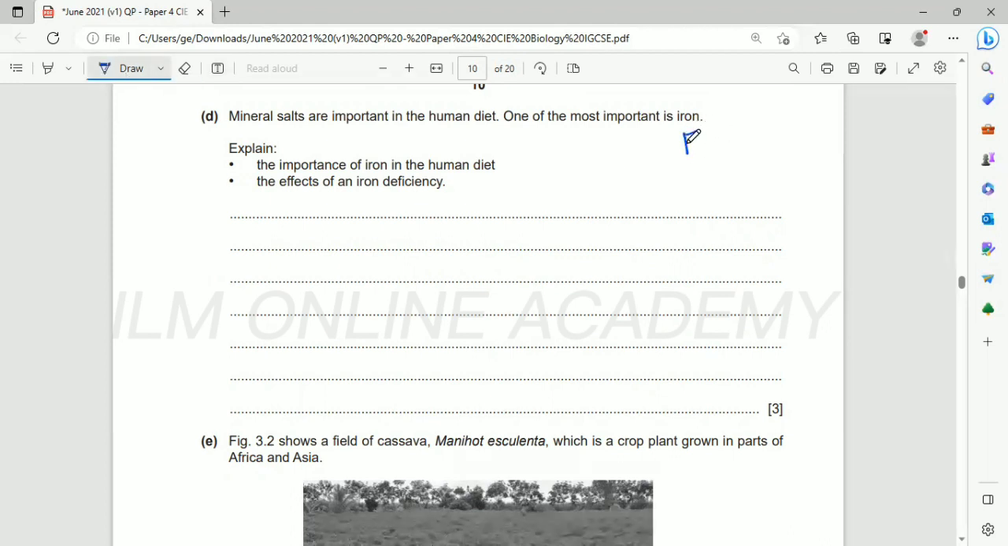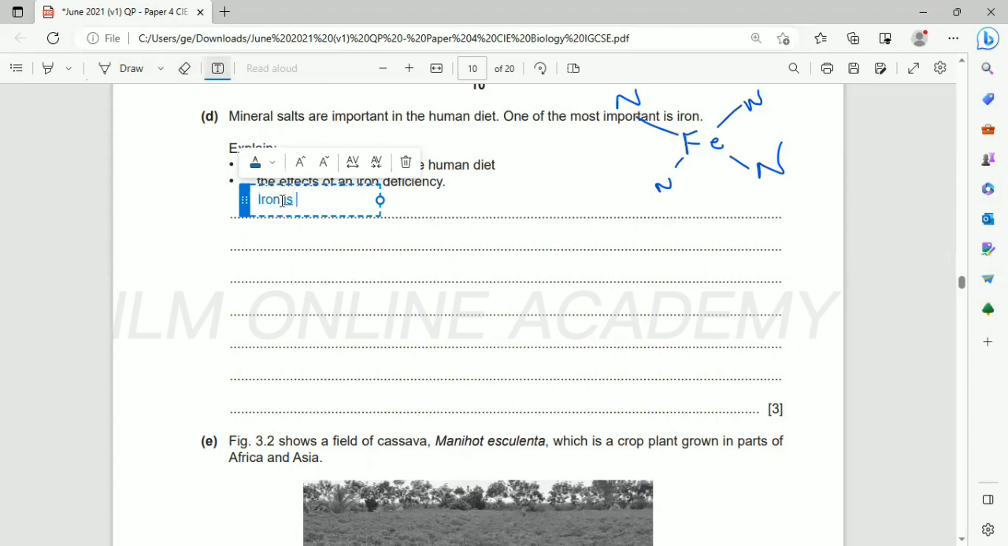Now, if we talk about the heme group, its central atom is iron. Then the nitrogens are attached to it, and other structures are attached too, but the central atom is iron. So for that reason, when we talk about the importance of iron in the human diet, it's really necessary for the formation of the red blood cells of your blood. It is involved in the formation of the heme portion, the formation of hemoglobin, the hemoglobin of blood.